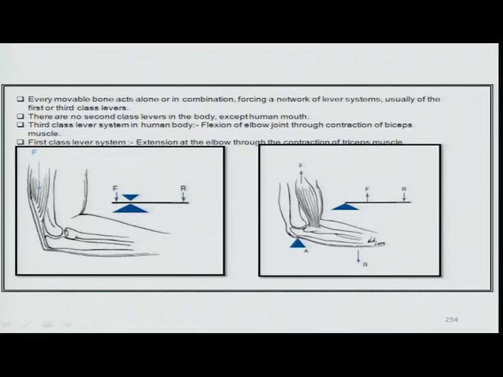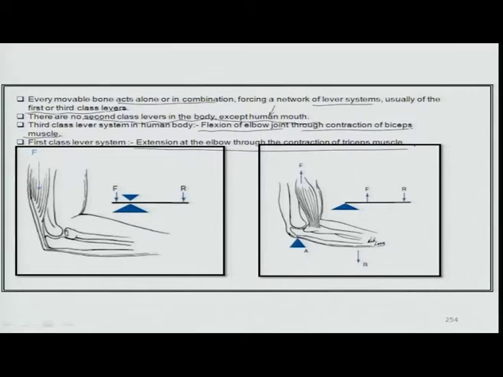So every movable bone acts alone or in combination, forming a network of lever systems, usually of all these different classes that you saw in the last slide, the first to third class. And there are no second class levers in the body except the human mouth. There are only one or two regions in the mouth where you could actually have a second class; otherwise first and third are utilized almost always within the limbs. So a third class lever system in the human body is, for example, flexion of the elbow joint through contraction of the bicep muscles, and similarly a first class lever system could be extension of the elbow through the contraction of the tricep muscles.